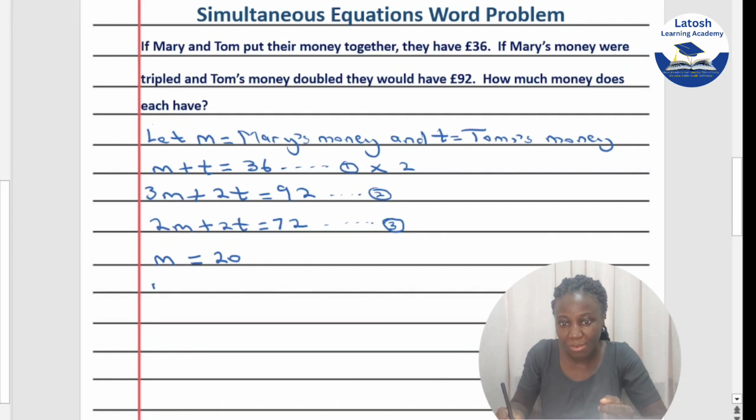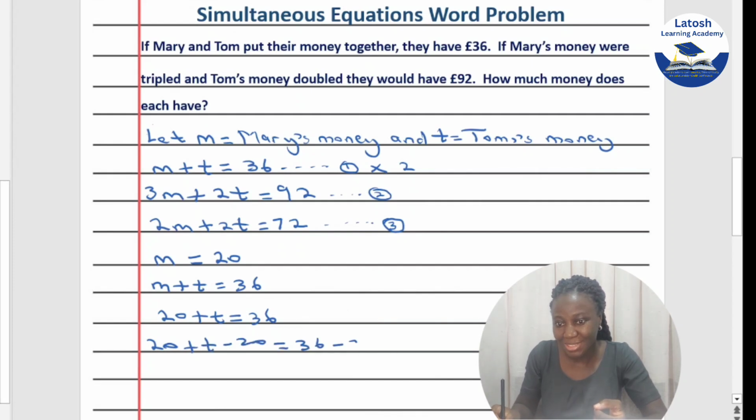So in equation 1, we have M plus T is equal to 36. Now we know our M is 20. So we can just put 20 plus T is equal to 36. Then we subtract 20 from both sides. We have 20 plus T minus 20 is equal to 36 minus 20. Now 20 minus 20 will give us 0. Therefore our T is equal to 36 minus 20, which is 16.